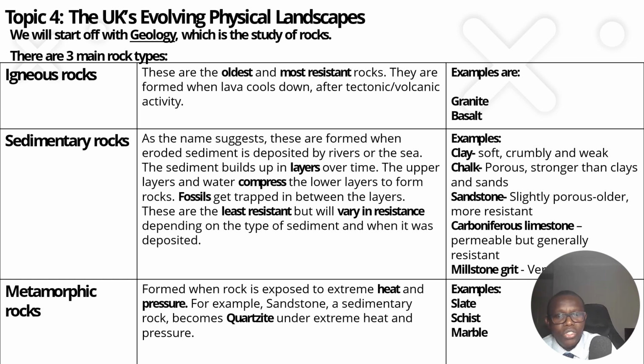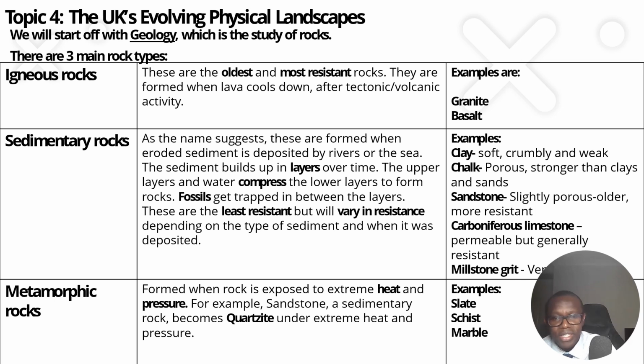Then moving on to sedimentary rocks, these ones are the least resistant, and as the name suggests, they are formed as sediment is deposited by rivers or the sea. That sediment will build up in layers over time, and the upper layers are likely to compress the lower layers, and that will form rocks.